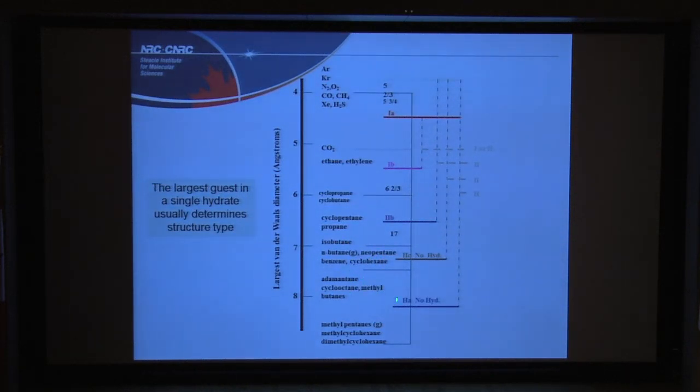And over here we have a large group of molecules that form structure H, as long as they have small guests with them, either from here or from here. There's one additional complication: small molecules from group 1A by themselves form structure 1, and these by themselves form structure 1, but together they sometimes form structure 2. So it's a complex relationship, although I think this reasonably well shows how the system actually works. And the largest guest in a single hydrate usually determines the structure type.